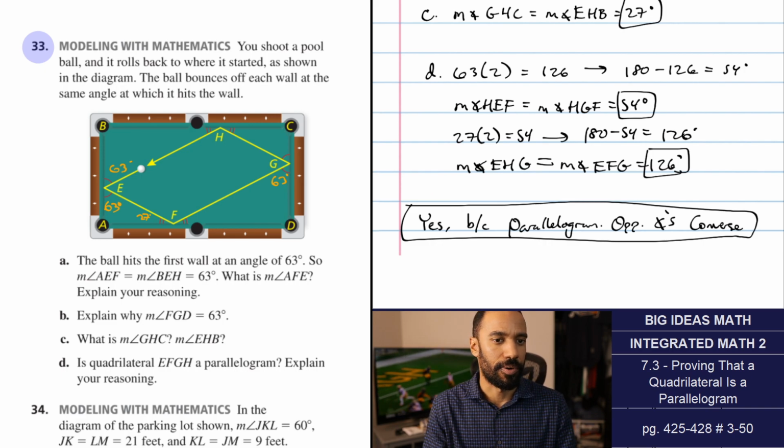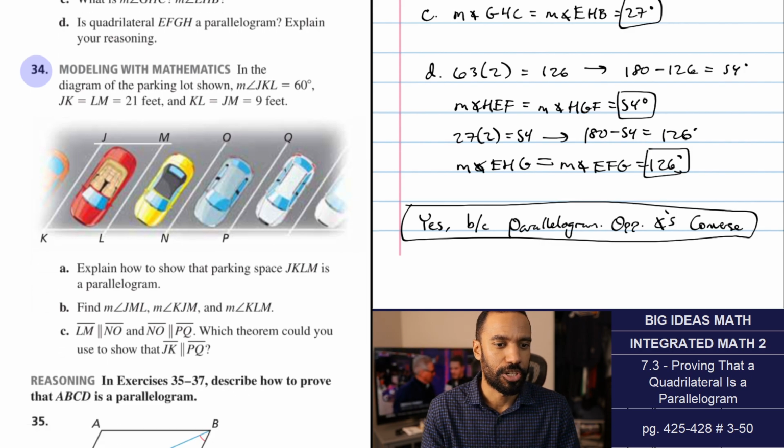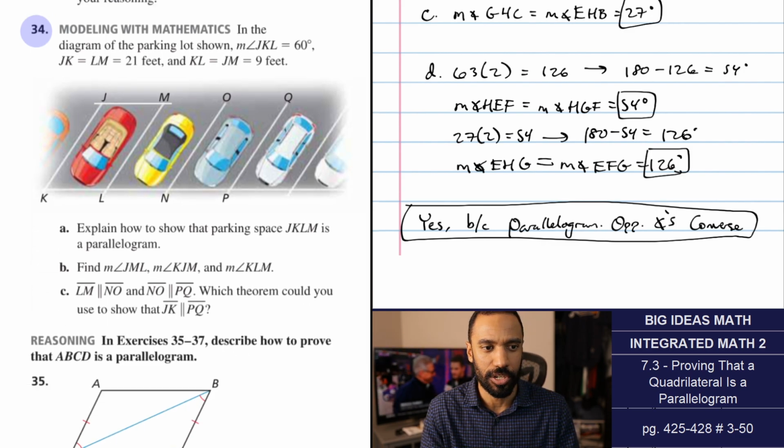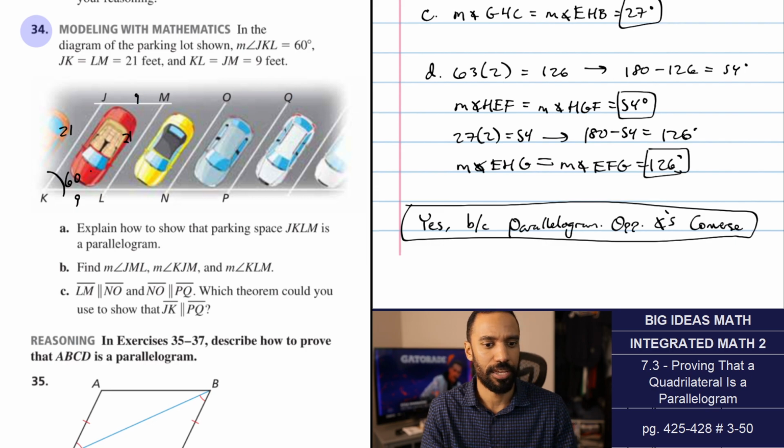Okay, let's move forward. Number 34. In the diagram of the parking lot shown, measure of angle JKL is 60 degrees. JKL is 60. JK and LM are 21 feet. JK, 21. LM, 21. KL and JM are 9 feet. That's the 21. KL and JM are 9. Explain how you know how to show it's a parallelogram.